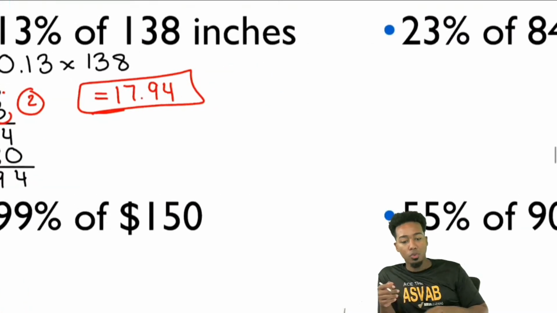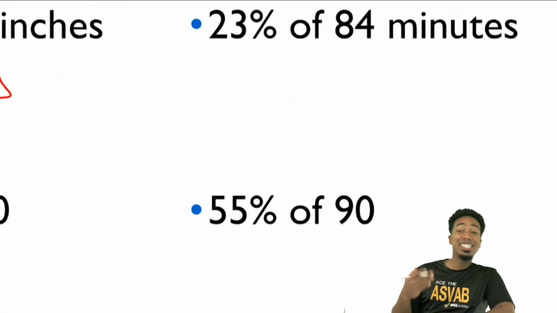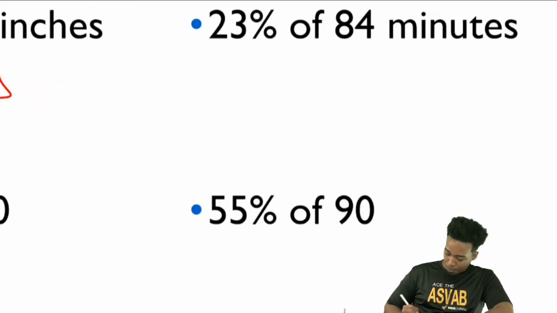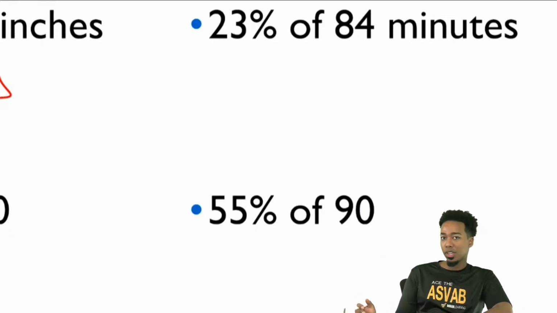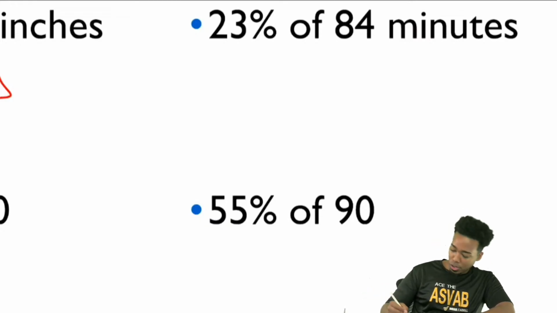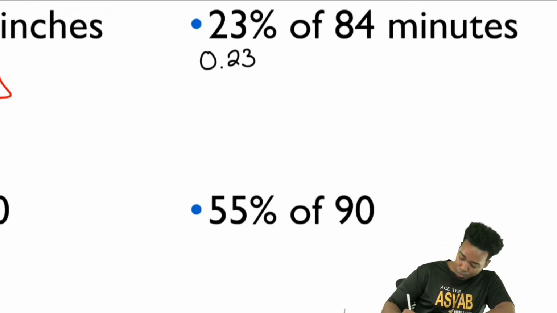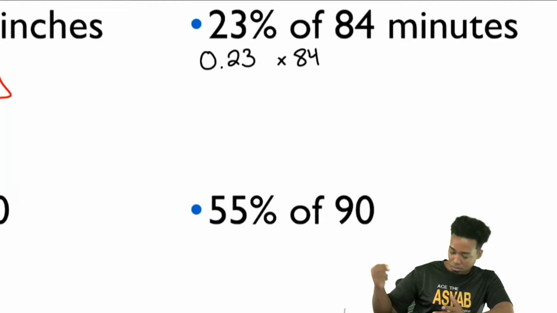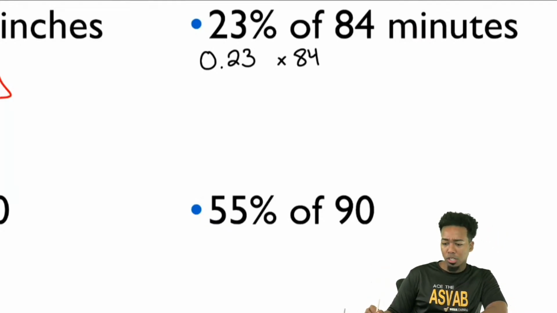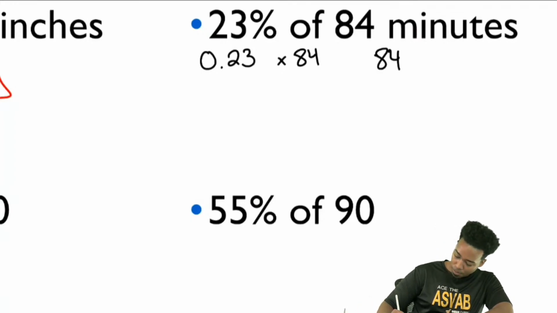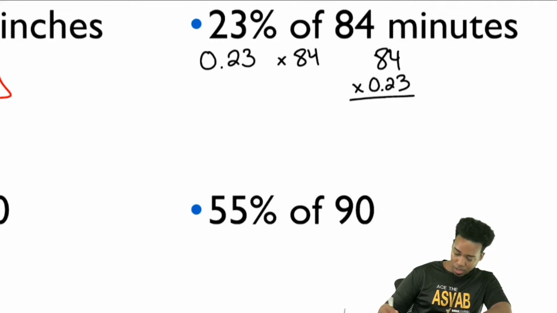Next up, I'm doing 23% of 84 minutes. Same idea. There's nothing really convenient for 23%. Maybe you can do 20%, and then go ahead and find 3%. But that's a lot of work to do in your head. So easily here, I'm going to just say 0.23 times 84. You could split it if you want to, but it's going to be way longer to do. So here, 84 times 0.23. And let's get after it.